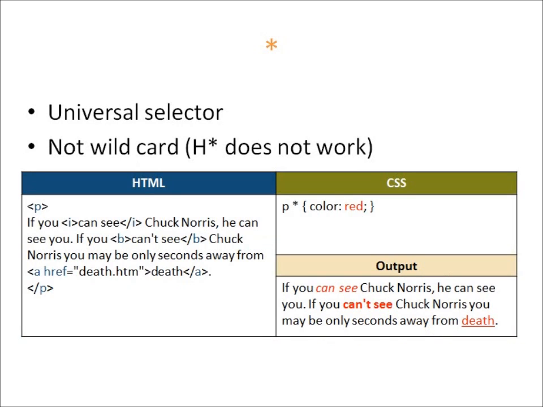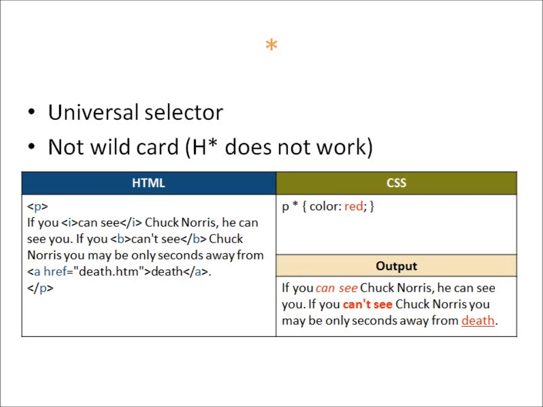The star, some people call it an asterisk, but I like to say star. It's a universal selector. Now you'd think that you could get away with H star, and that would be H1, H2, H3, all the H tags. But that's not how it works.